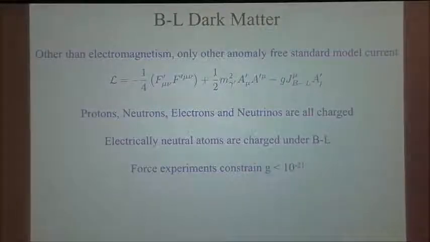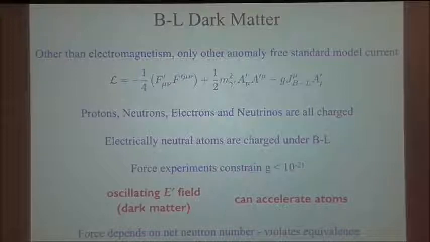And this has the feature that if you take an electrically neutral atom, it will be charged under B minus L. So if you bring two electrically neutral atoms together, there will be an extra force between them. That force has been looked for in many experiments, and current bounds constrain this coupling to be smaller than about 10 to the minus 21 or so. But we think we can do better and search deeper territory if this is the dark matter.